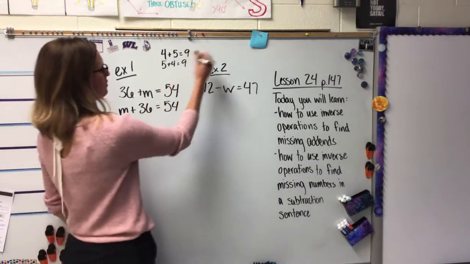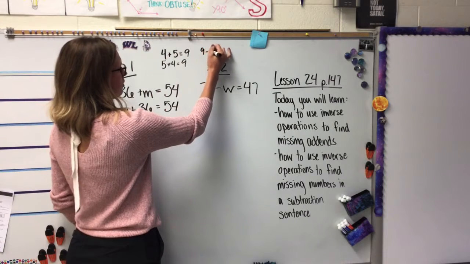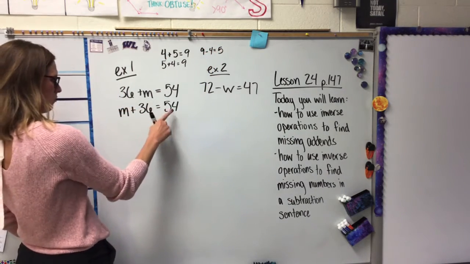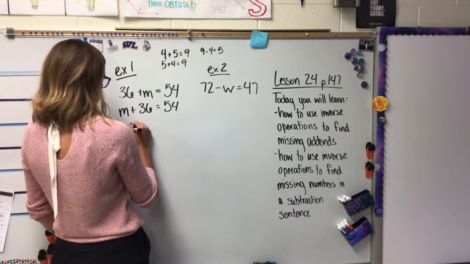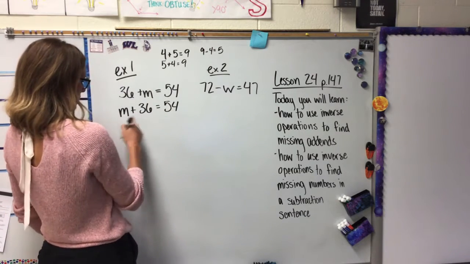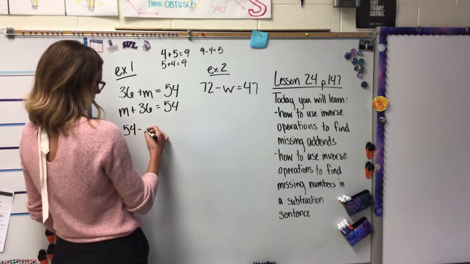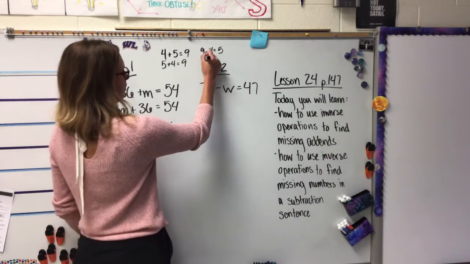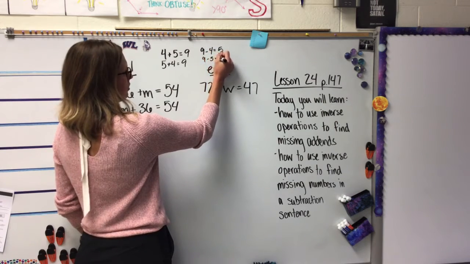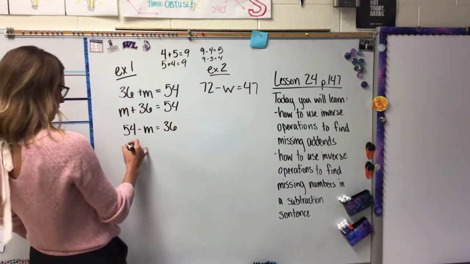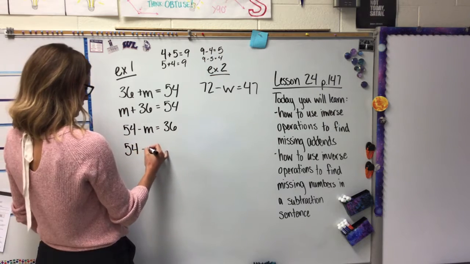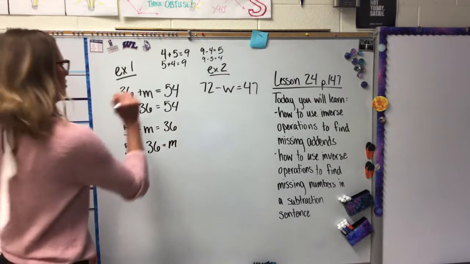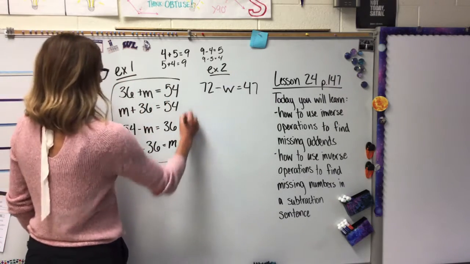Then what would we do for subtraction? Well, we'd start with 9, subtract 1, and get the other one. Start with 9, so let's start with 54, that's our biggest one, minus either of these. Let's go minus M first, equals 36. Then we'd switch it, like 9 minus 5 equals 4. So we'd keep the 54 first, minus 36 equals M. Excellent, those are our 4 facts.